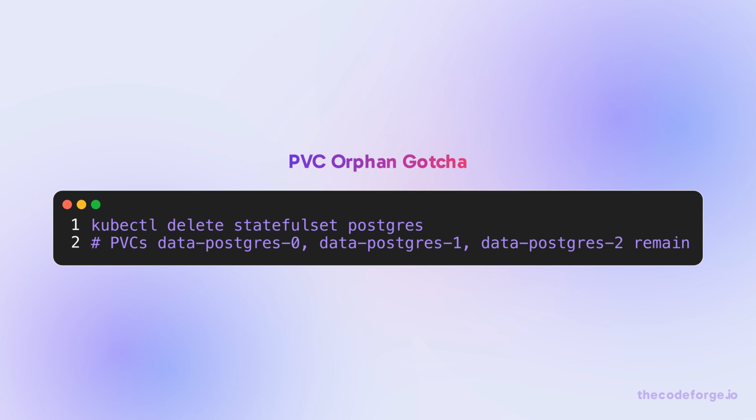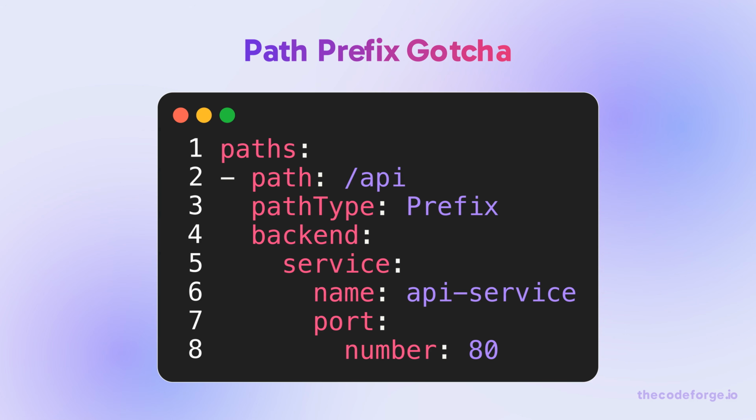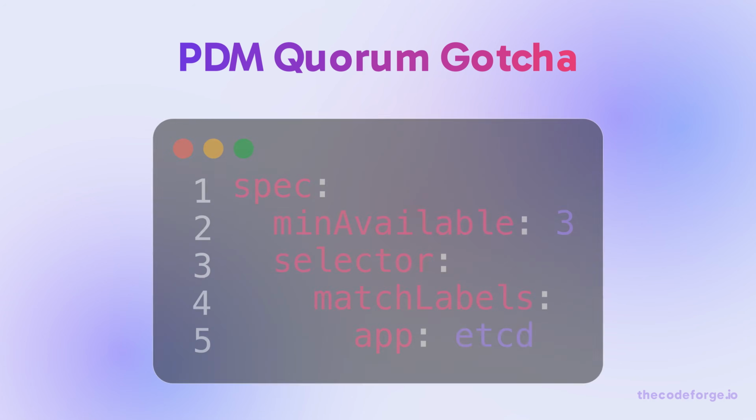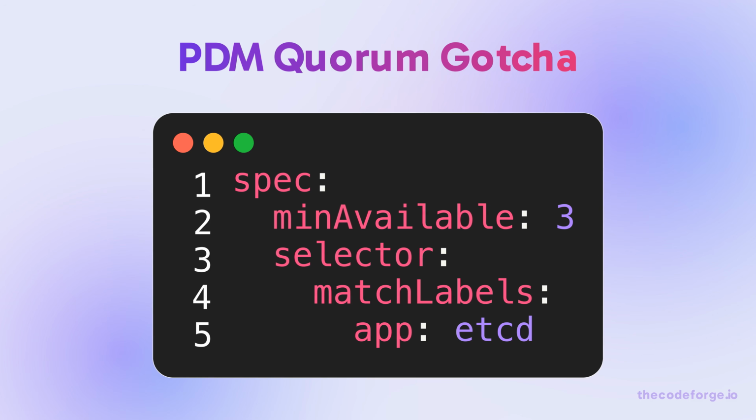Deleting a StatefulSet does not delete its PVCs. They persist, consuming storage and causing issues when recreating with different specs. Prefix matching matches any path starting with /api, including /apikeys. Use Exact for literal endpoints or add a trailing slash to avoid ambiguity. Setting minAvailable to the replica count blocks all voluntary disruptions, including necessary node drains. Set it to quorum size instead, e.g., 2 for 3 replicas.